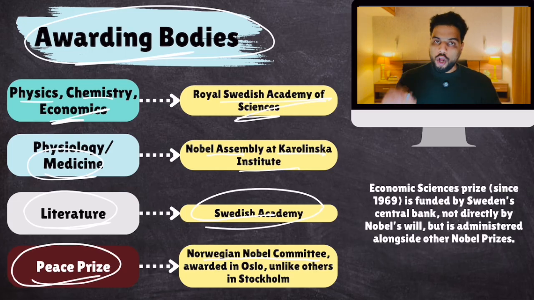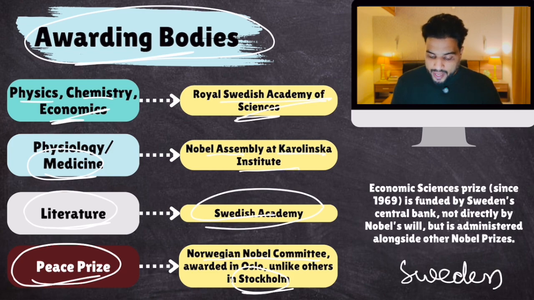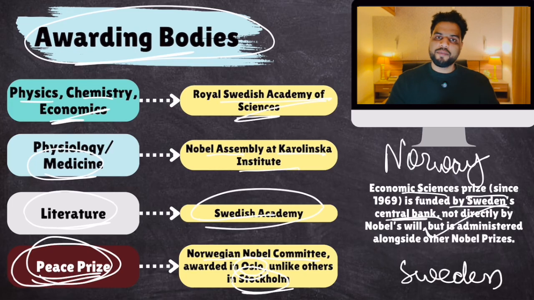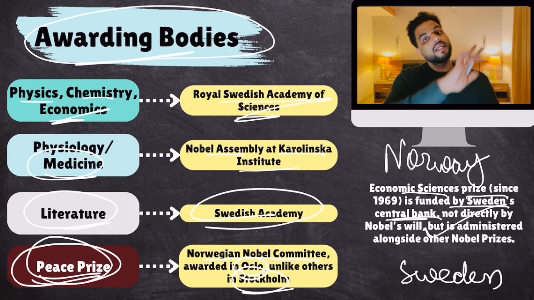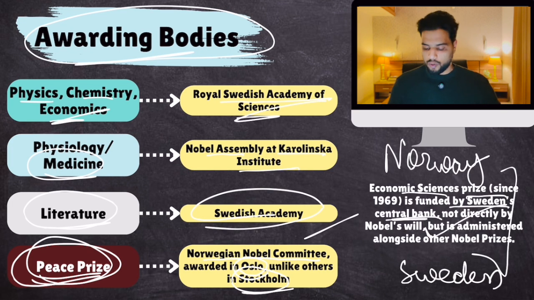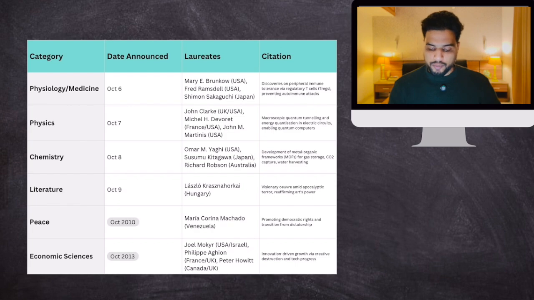And remember, all prizes are given in Stockholm, Sweden, except the Nobel Peace Prize, which is given in Oslo, Norway. Basically, Norway and Sweden are the ones responsible for giving these prizes. The Economic Sciences Prize is funded by Sweden's central bank, Sveriges Riksbank. The other 5 prizes are funded by Alfred Nobel's will. The 6th, Economics Prize, is funded by the Central Bank of Sweden. Just remember these facts. Now, let's talk about the Nobel Prizes for 2025.